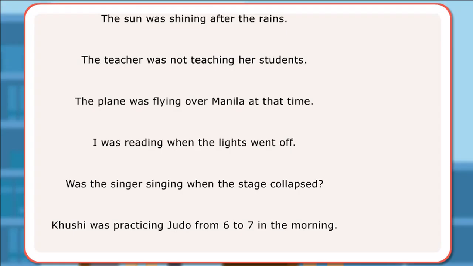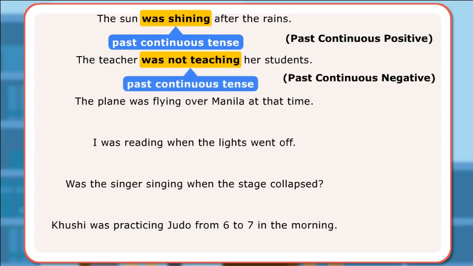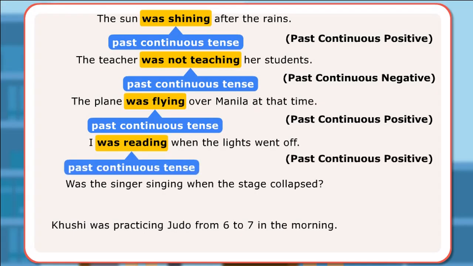In the first sentence, was shining is past continuous tense, which speaks about an action that was going on in the past. In the second sentence, was not teaching is past continuous tense, which conveys the act of teaching going on in the past. In the third sentence, was flying is in the past continuous form. It conveys the act of flying going on in the past. In the fourth sentence, was reading is a past continuous tense, which conveys that while the act of reading was going on in the past, another action happened simultaneously.